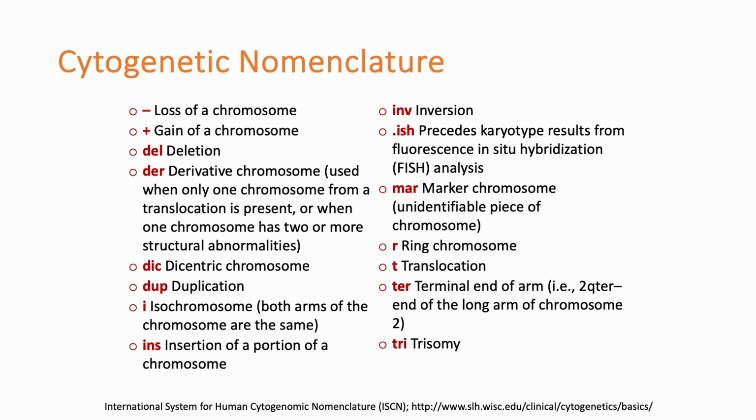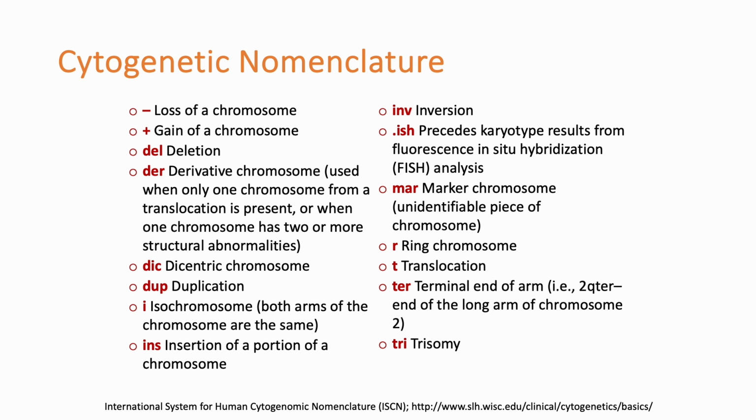Isochromosome, or I in parentheses, means both arms in the chromosome are identical. INS is short for an insertion, where a piece of one chromosome is inserted into another. INV means an inversion, where a piece of a chromosome has been flipped around. ISH refers to results from fluorescent in situ hybridization, or FISH, a test that helps identify specific DNA sequences or chromosomes. MAR means a marker chromosome, an extra piece of chromosome that can't be identified easily.